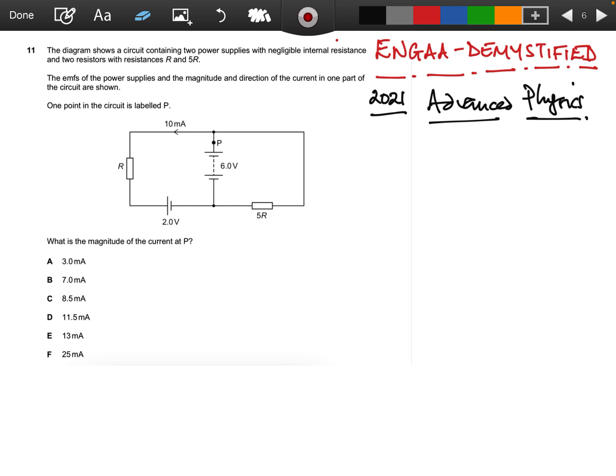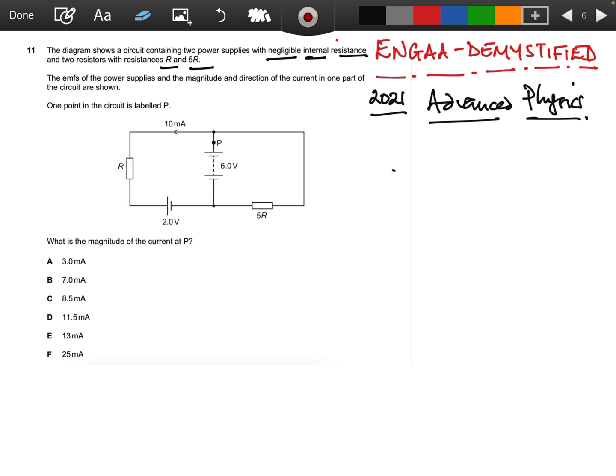Today we are looking at a 2021 problem. It's from the Advanced Physics section, and the question reads as follows. The diagram shows a circuit containing two power supplies with negligible internal resistance and two resistors, R and 5R. The EMFs of the power supplies and the magnitude and direction of the current in one part of the circuit are shown. One point in the circuit is labeled P. What is the magnitude of the current at P?